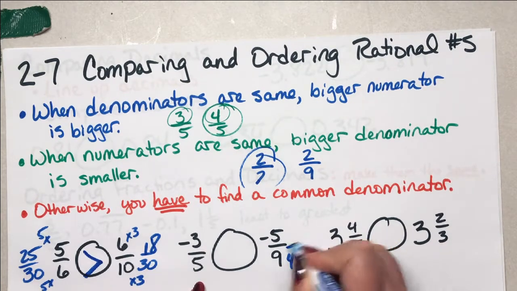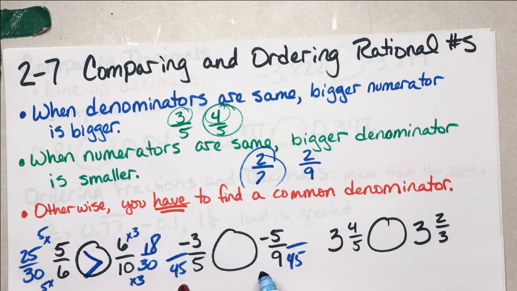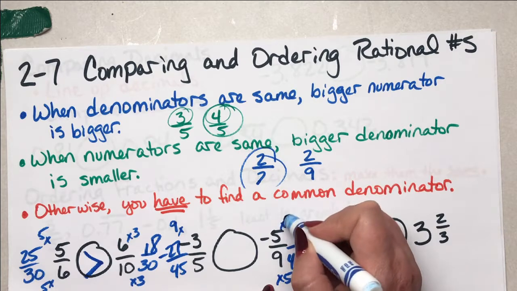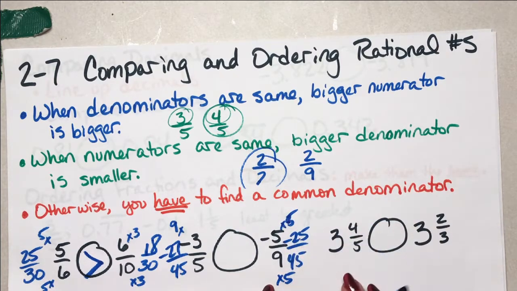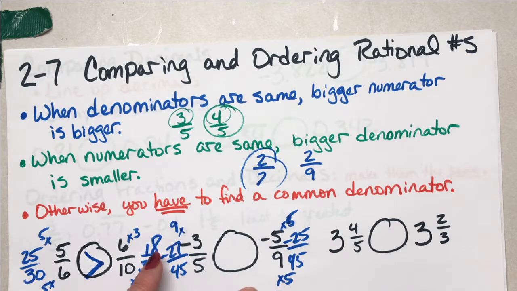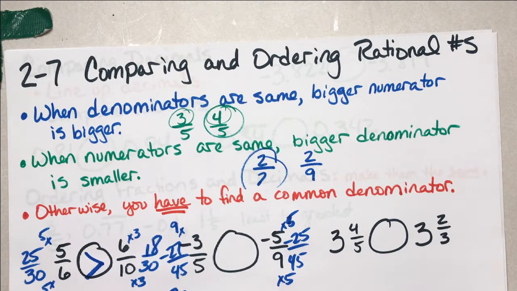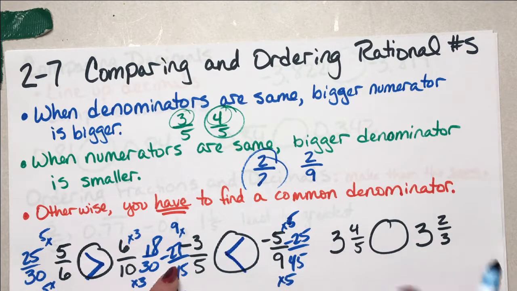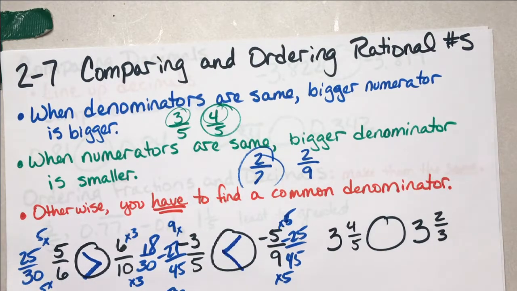5 and 9 will both go into 45. 5 times 9 is 45. 9 times 3 is 27. 9 times 5 is 45. 5 times 5 is 25. Now, 27 is bigger than 25, but look, these are negative numbers. And on a number line, the bigger the digits, the smaller the value is. So negative 25 is actually bigger than negative 27.